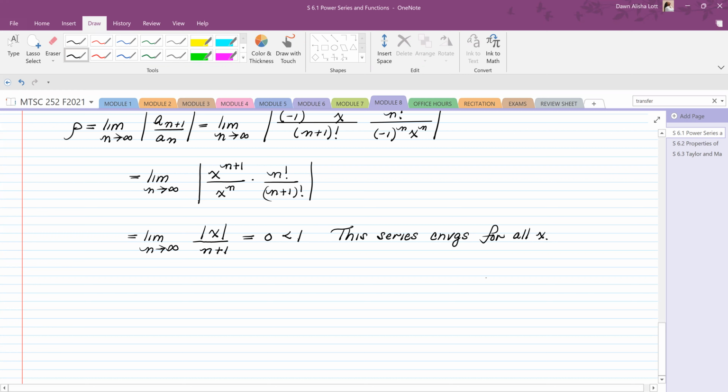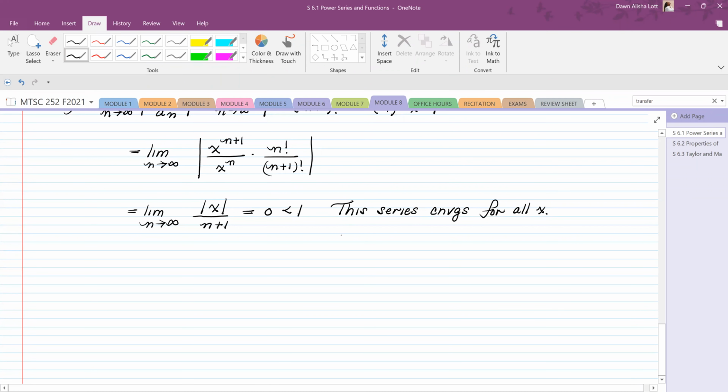Now we can go further and say, since it converges for all x, the radius of convergence is infinity, because it's the entire real line, and the interval of convergence is minus infinity to infinity.